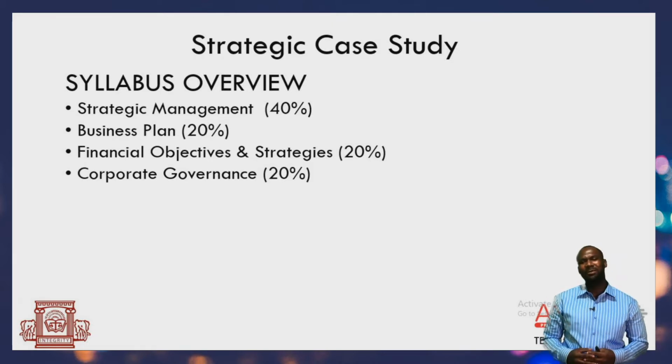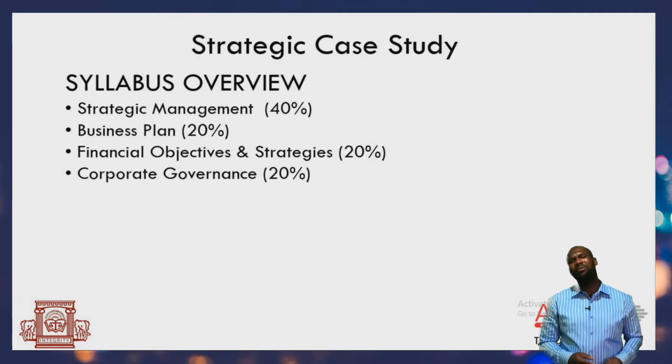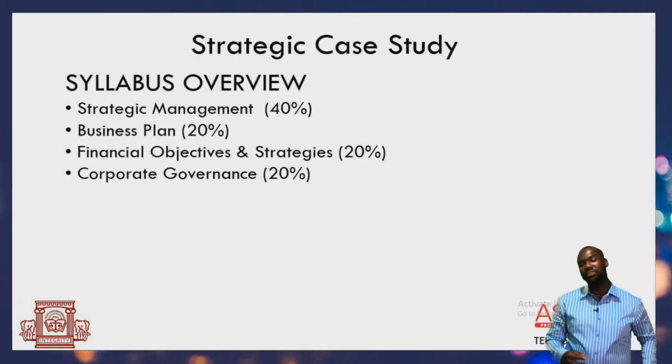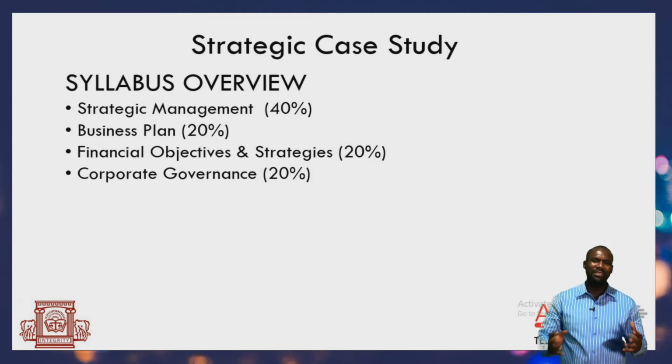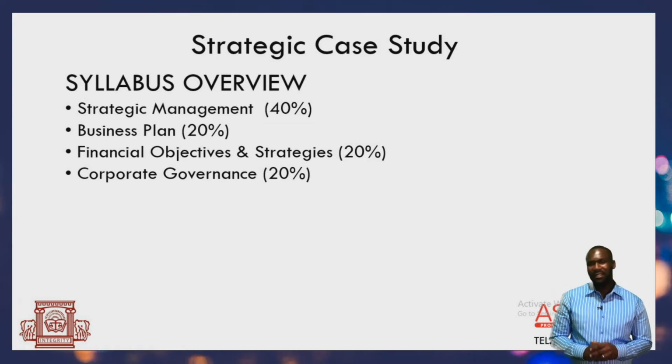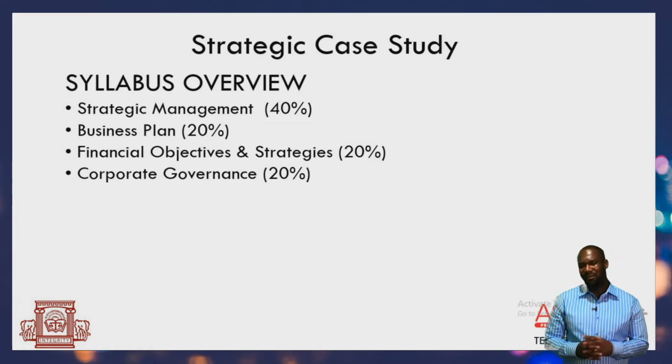If you look at our syllabus, it's quite interesting and I would say sometimes confusing. Because if you look over here, we have strategic management issues, business plan, which is 20 marks, financial objectives and strategies for 20, and corporate governance. But go through the syllabus, this may not be how it will look.